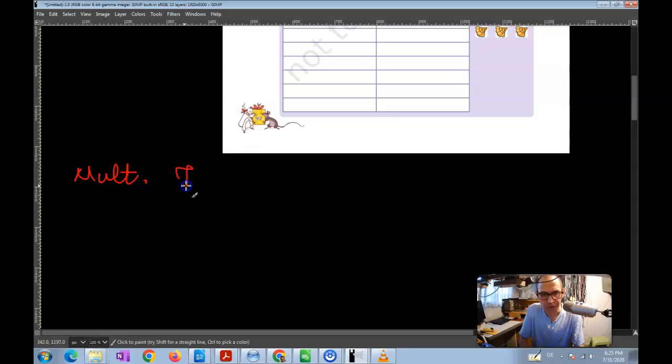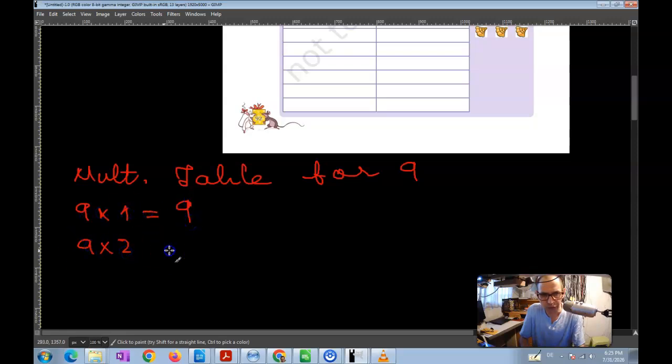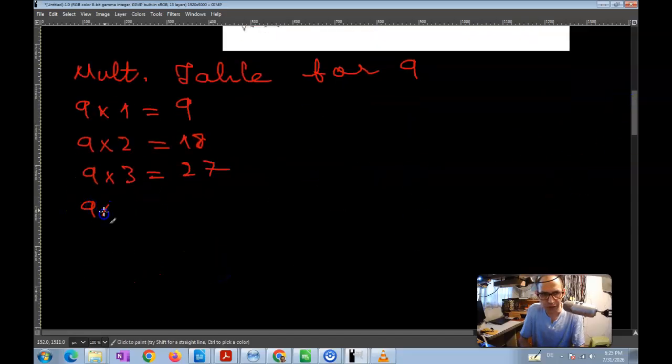So the multiplication table for 9, and you already know the meaning of the expressions. For example, when you say 9 times 1, that means 9 groups of 1. 9 times 2, 9 groups of 2, and so on and so forth. So you know that 9 times 1 is equal to 9, 9 times 2 is equal to 18, 9 times 3 is equal to 27, and 9 times 4 is equal to 36. The difference always has to be a 9, meaning that, for example, 27 plus 9 is 36.